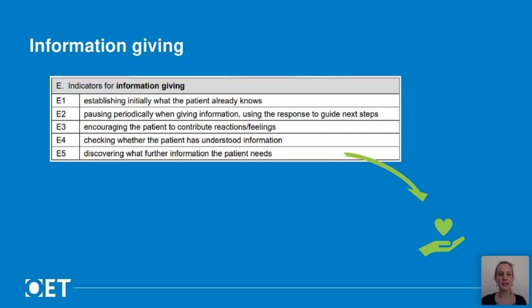The last of the clinical communication criteria is information giving. So by contrast to information gathering, this is about how you speak and provide information in those parts of the conversation where you need to do this, when explaining options, giving advice, but it's still focusing on how you include the patient in these sections.